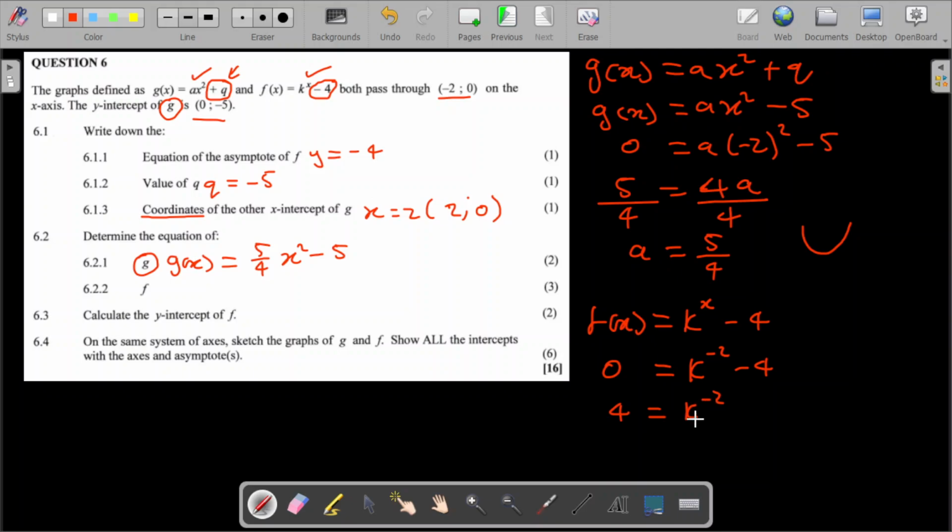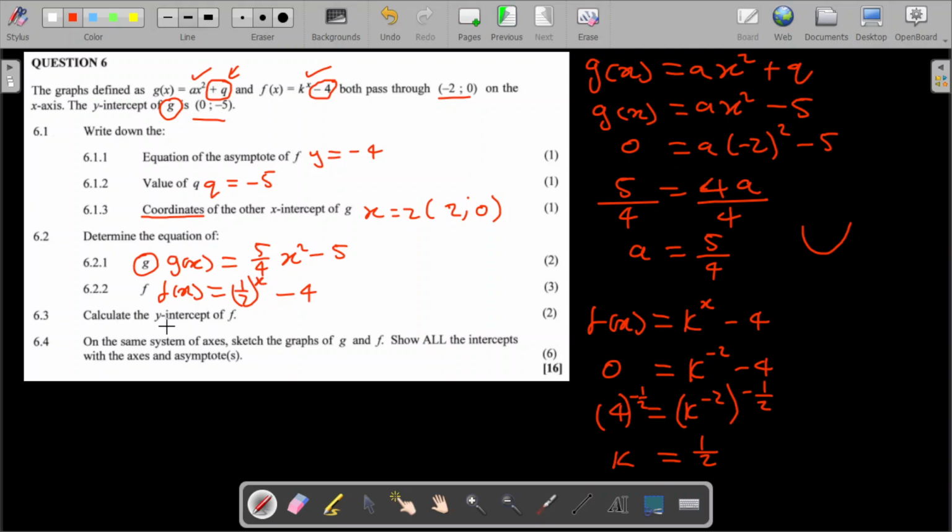So from here, to get rid of this negative 2, I can multiply by the reciprocal of it, which is just going to be negative 1 over 2, and then from here, my k is going to be equal to 1 over 2. So my k is 1 over 2. Now writing the whole graph, f of x is going to be 1 over 2 into x and then minus 4. Now this is the equation of f of x.